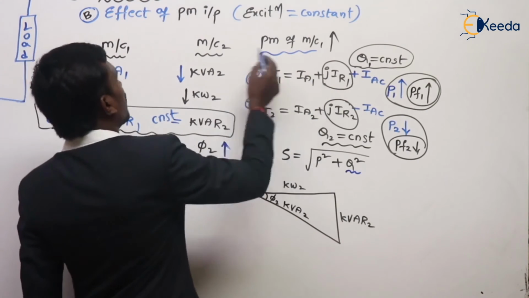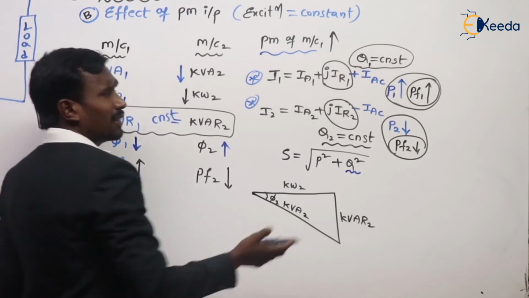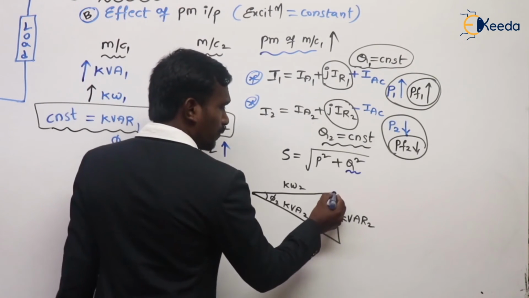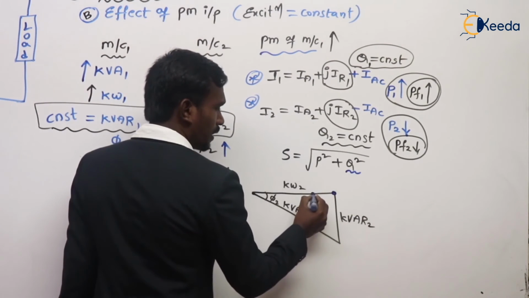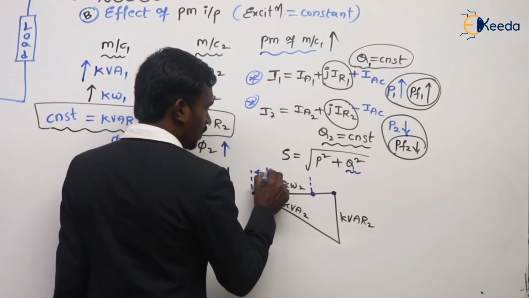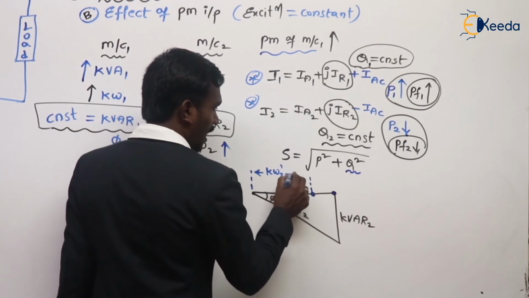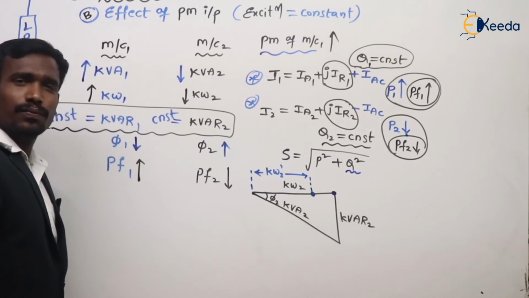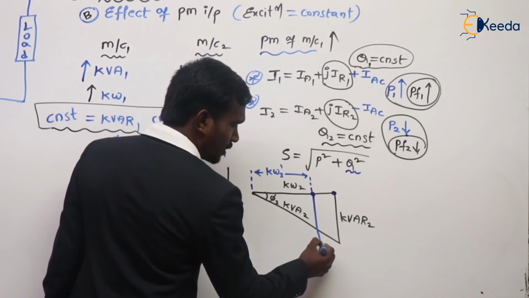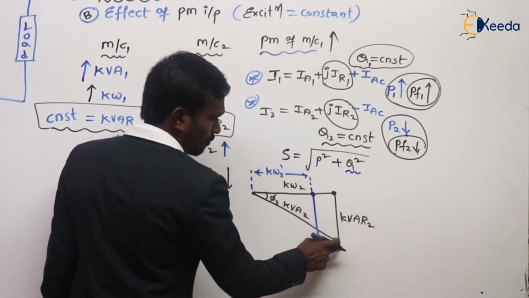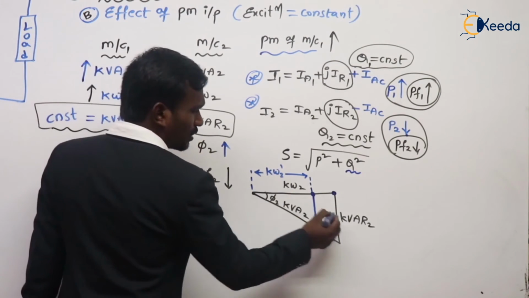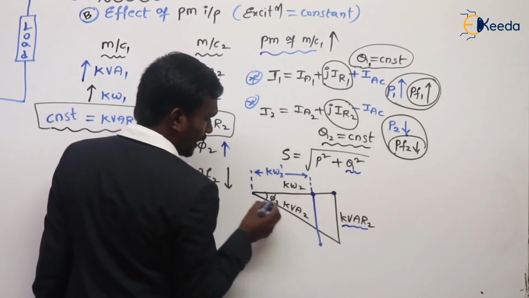When the prime mover input of machine 1 increases, the active component of machine 2 decreases. Nothing but from here it is decreased up to this. This is the active component of machine 2. Here is our reactive component. These two should be the same. So there is no change in the reactive component.